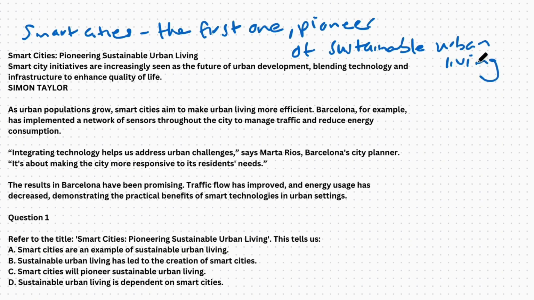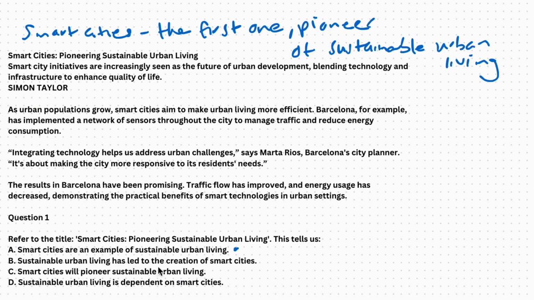The heading could tell us that A, smart cities are an example of sustainable urban living. So if something is a pioneer, yes, it could be an example, but it's not just an example, it is the first example. So I would put a little dot here. Let's see if anything fits a little better. If it doesn't, then this one could be true.